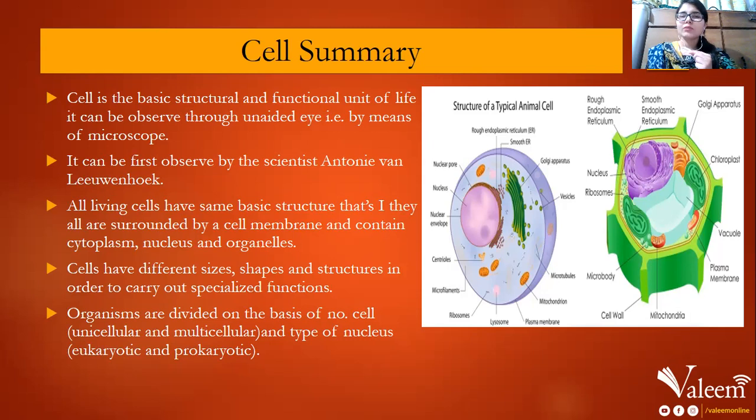All living cells have a basic structure. That is, they are all surrounded by a cell membrane and contain cytoplasm, a nucleus, and organelles. If you are observing this diagram that I've shown in the PPT, this is the animal cell and this is the plant cell. Both have some structures in common, and some have different structures and different organelles.